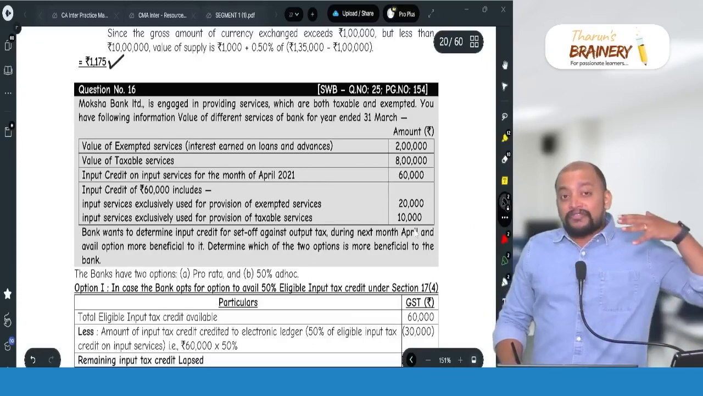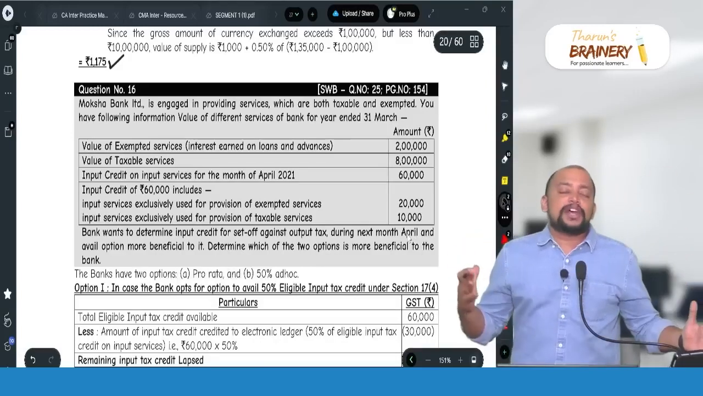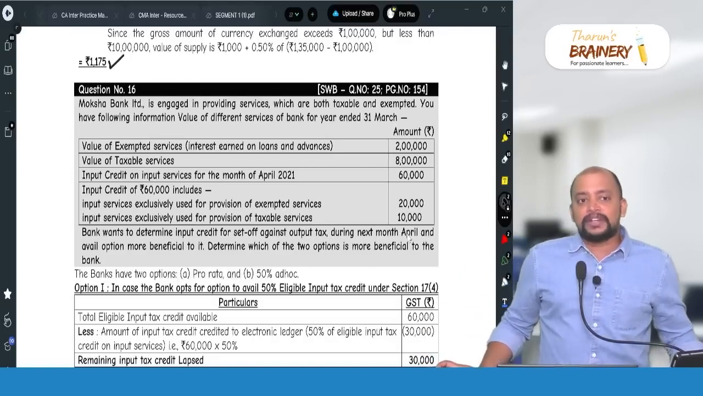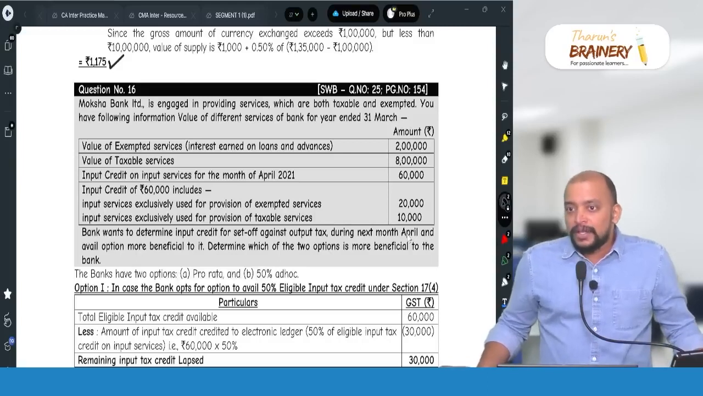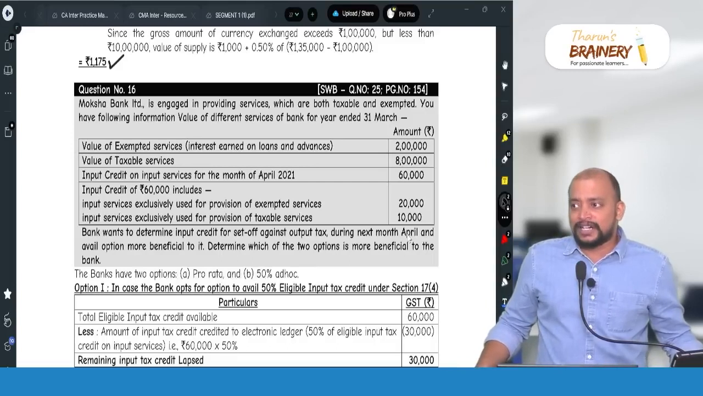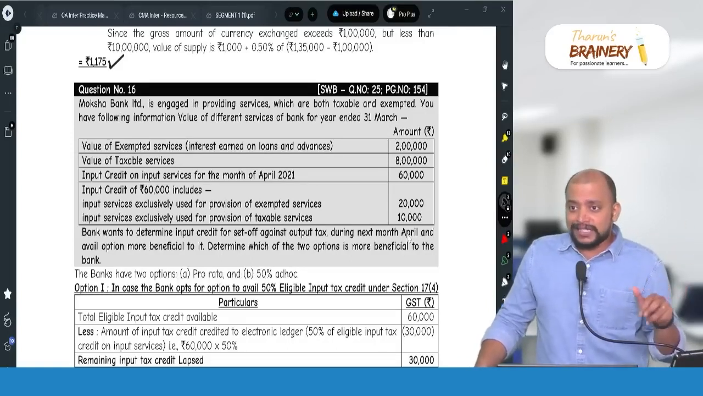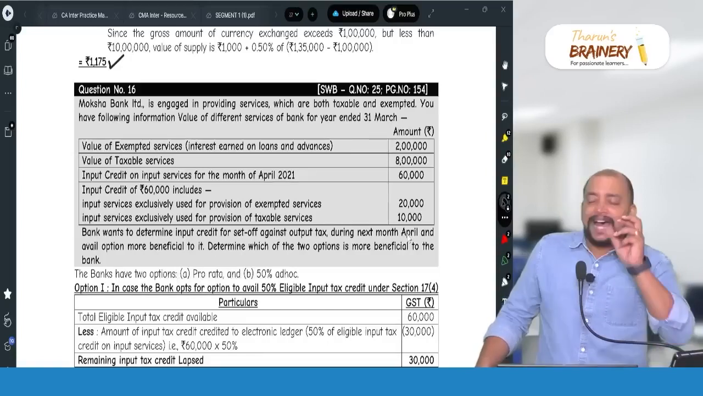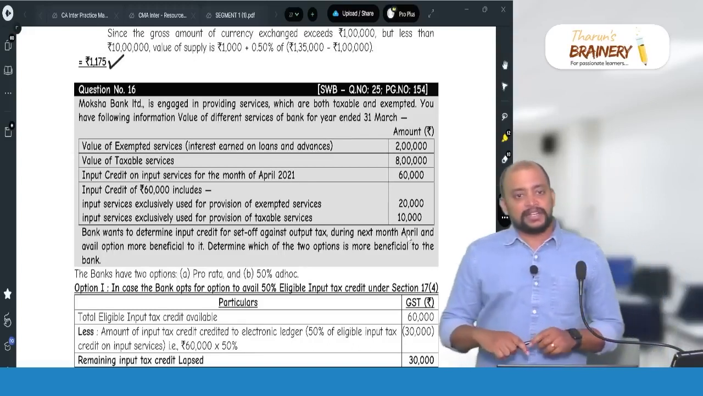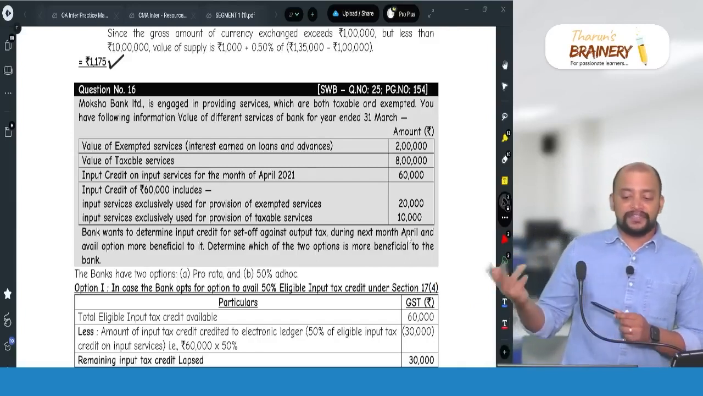But when we go for 50% option, we ignore that. In case of 50% option, we are not bothered about all these things. For 50% option, the meaning of common credit is simple. Total ITC minus used for non-business minus blocked credit. Exclusively used for taxable also treated as common. Exclusively used as exempted also treated as common. But when you go for proportionate ITC method, common credit is after excluding exclusively for taxable and exclusively for exempted.